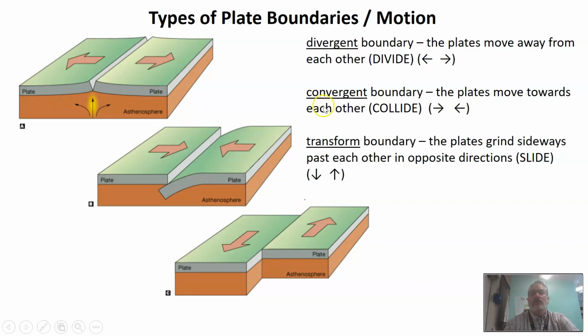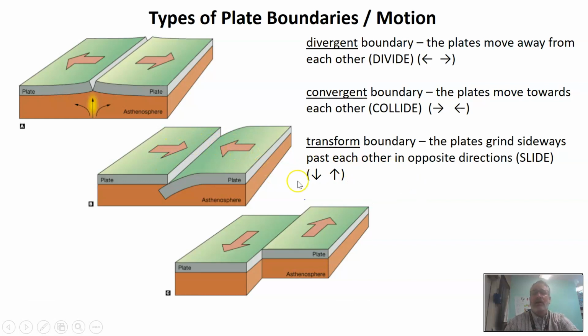Let's compare that to a convergent boundary. So at a convergent boundary, notice once again, we have two plates. Here's our plate boundary. But notice how this time the arrows are pointing toward each other. That means that at a convergent boundary, the plates are going to move towards each other. And a good way for you to think about this is that they're going to collide.